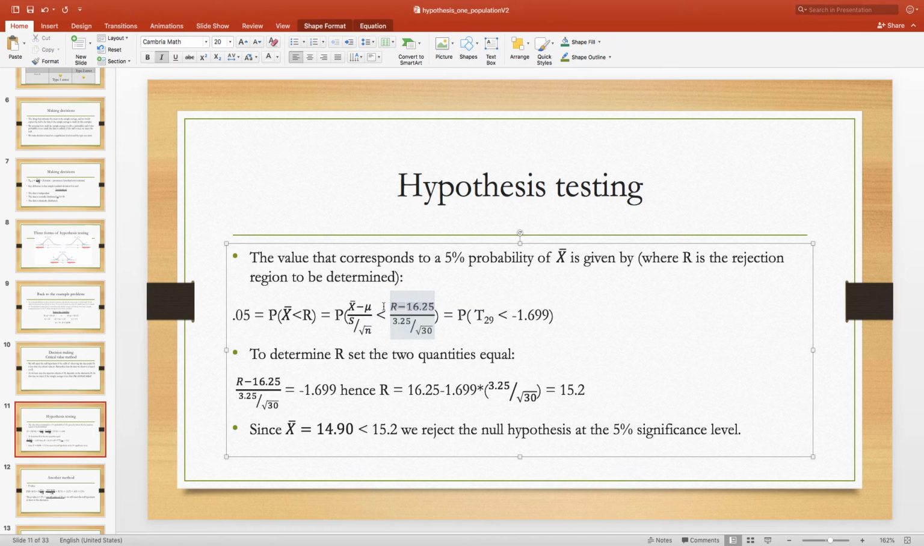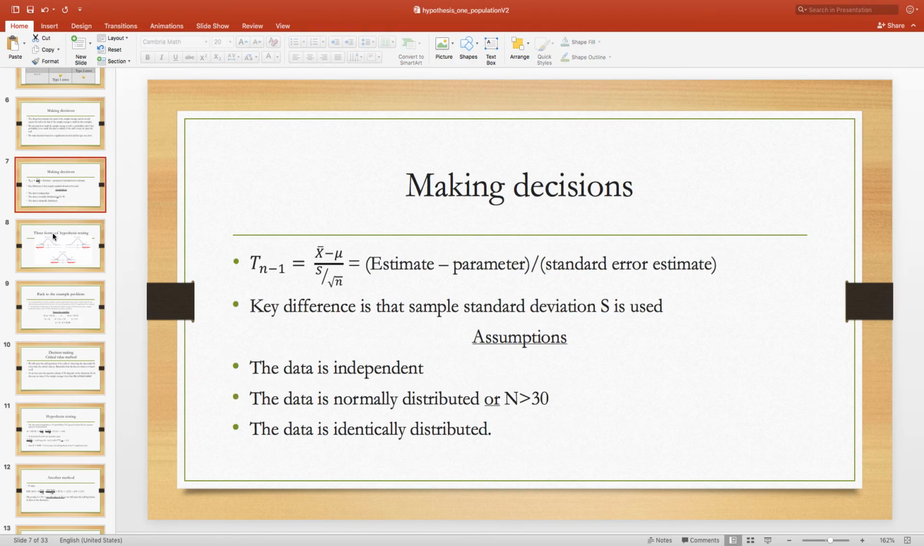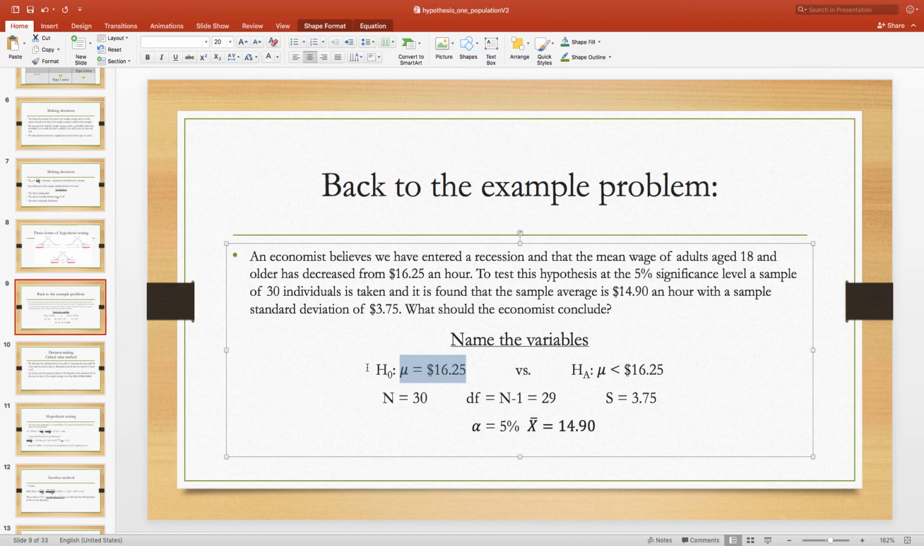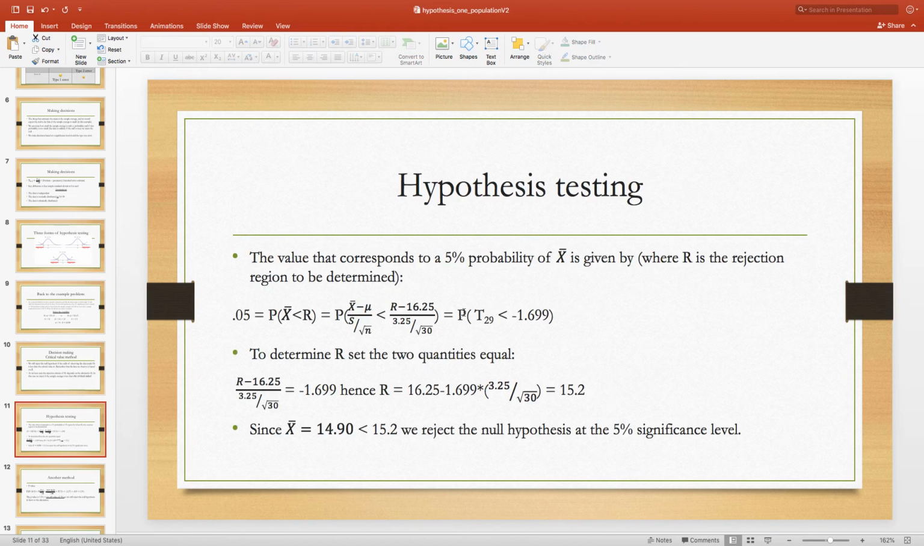So the true value of the mean is given by this. I'm making a type 1 error, which means that I'm going to reject the null when the null is true. The null being true means that the mean is 16.25. So I subtract that, I have my sample standard deviation, and I have root n, which is root 30. That gives me a t-distribution.